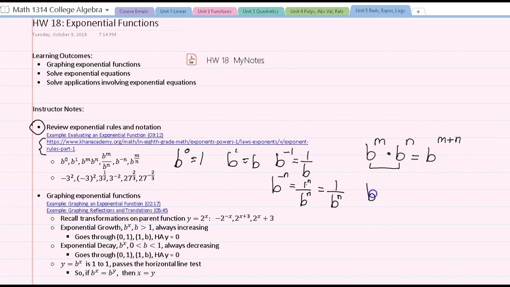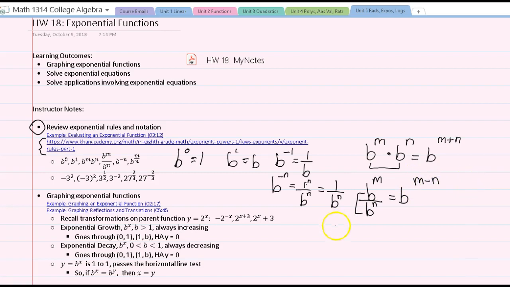Likewise, we can have b to the m over b to the n. If they both have the same base, then we can get m minus n.